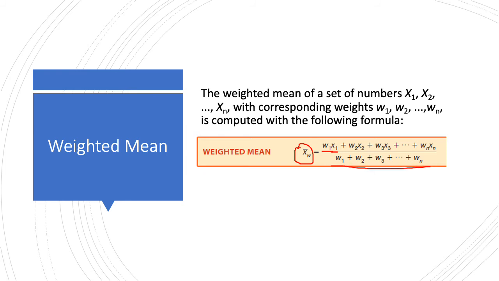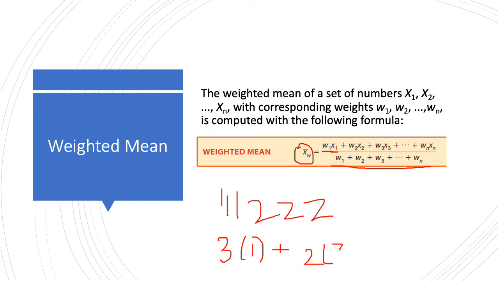This is the same as saying if you had, let's say, repeating values like 1, 1, 1, 2, 2, 2, you could find the mean by adding everything up and dividing by the total number of observations, or you can say 1 appears 3 times plus 2 appears 3 times, and then divide that whole thing by 6. So both ways are possible. Let's look at an application of the weighted mean.